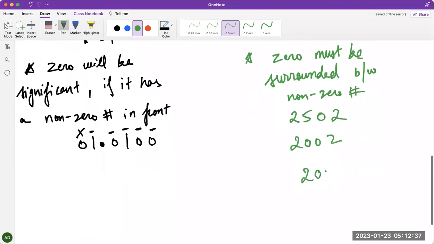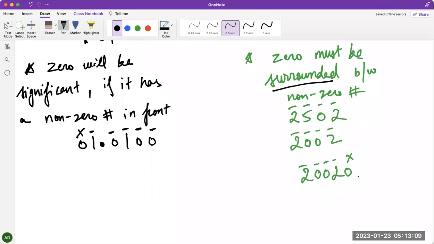But if I have a number like this, you see the previous problem, 2502, everything was significant, 2002, everything was significant. Here, these four numbers are significant, but this zero is not. Why not? Because it has a non-zero number in the front, but not in the back. Okay, remember, it must be sandwiched between non-zero numbers. So this zero has a non-zero number in the front, but not in the back.